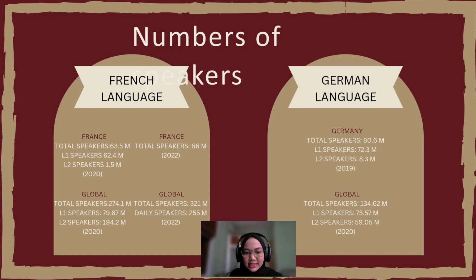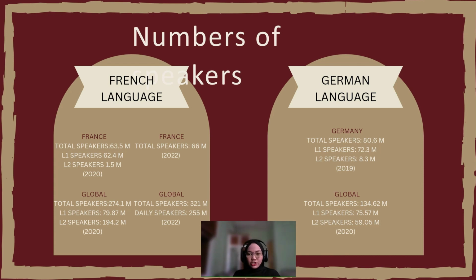The first language speakers is 79.87 million. The second language speakers is 194.2 million in 2020 alone. While in 2022, the total speakers in France is 66 million, and in the entire world, it's 321 million. While it is estimated that there are about 255 million daily speakers.